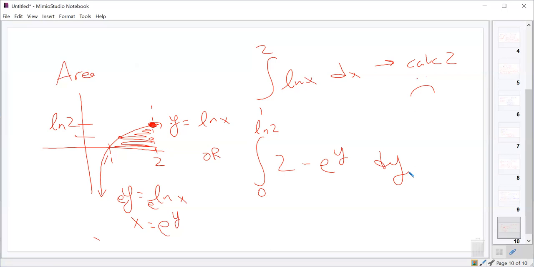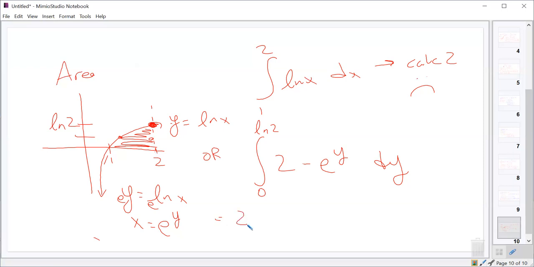Conceptually, does that make sense? It's bottom to top, 0 to ln 2, of right minus left. Instead of when we do it in terms of x, we do left to right, of top minus bottom. Our bottom is 0, so we're not subtracting anything. Good? Okay, so what do we get when we integrate 2 in terms of y?